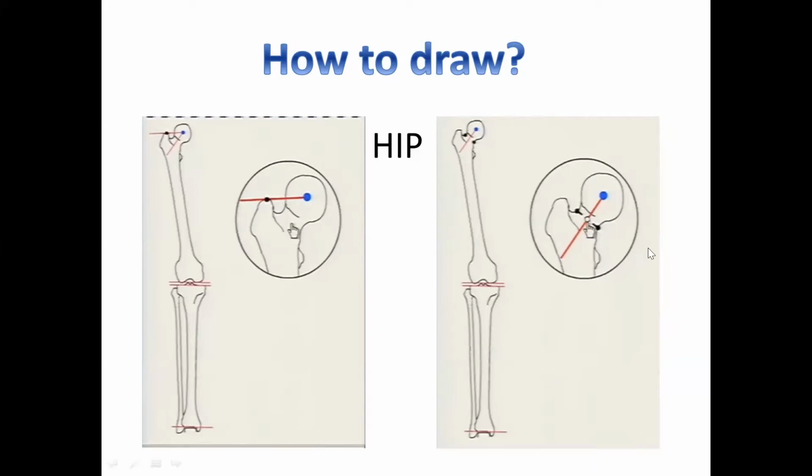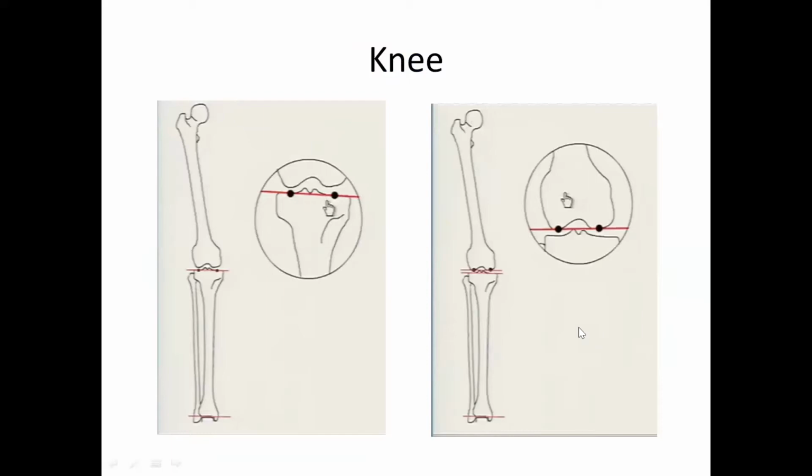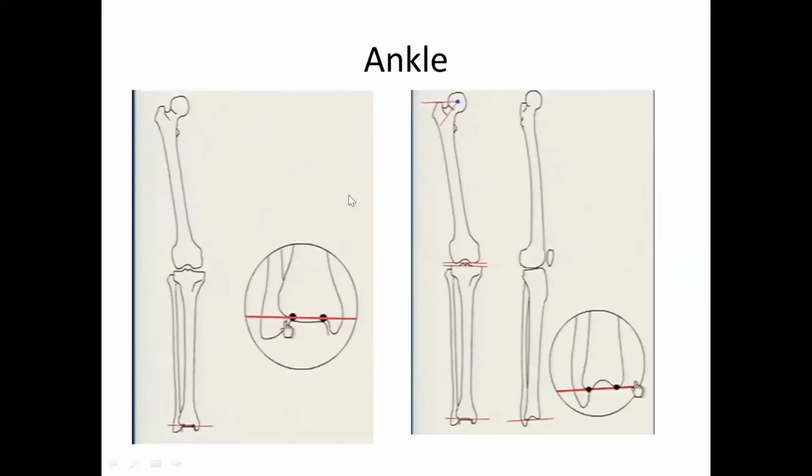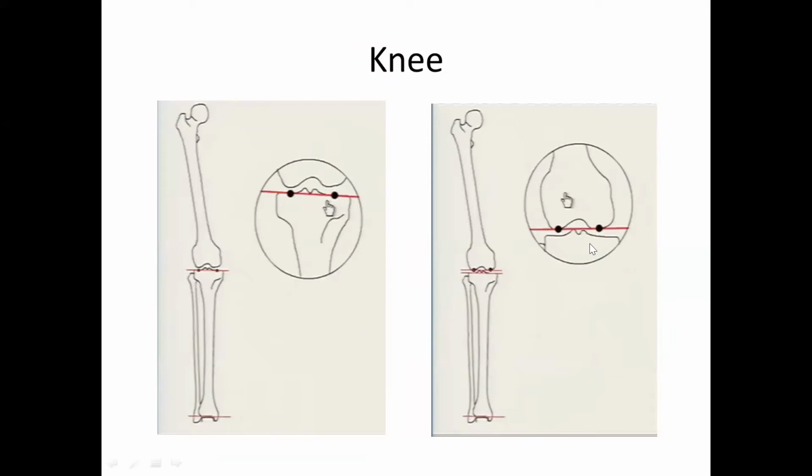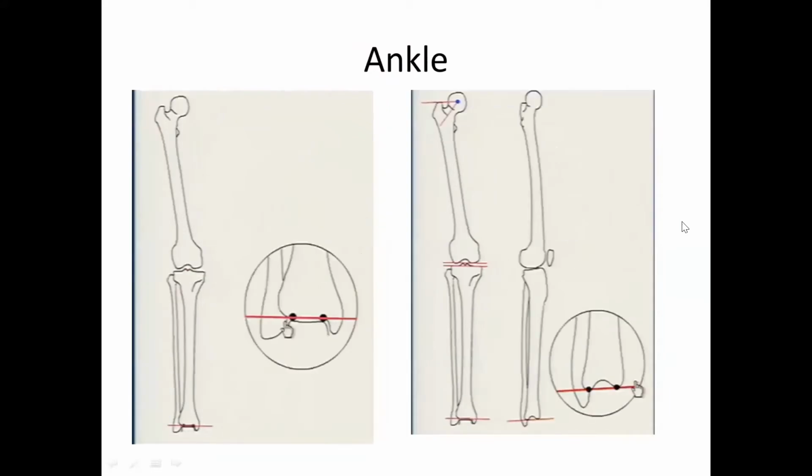Similarly, we need to draw an angle from the center of the hip joint to the mid shaft of the neck. This gives the neck shaft angle. Even in the hip, we have to take care of this angle also. In the knee, the plane is drawn in the tibia along the most convex part of the tibial plateau, with lines on the medial and lateral side. In the femur, it is the most convex part of the femoral condyles that gives the plane of the joint.